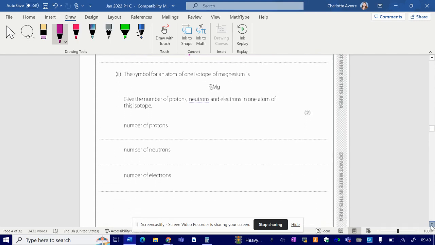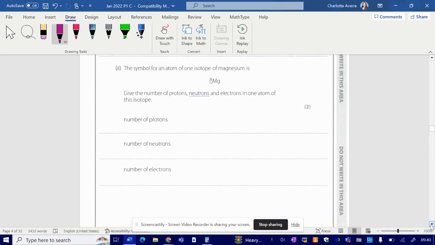And then give the number of protons, neutrons and electrons in one atom of this isotope. So make sure that you're using the isotope that they have given you. Okay, so magnesium, you've got two numbers, 26 and 12. The smaller number tells you the number of protons. So that's going to be 12. The number of neutrons is the difference between the mass number and the atomic number. So that's going to be 14. And your number of electrons in an atom is always the same as your number of protons. So will also be 12.